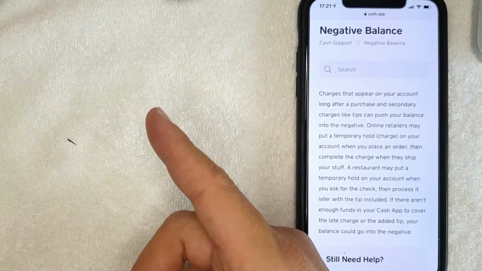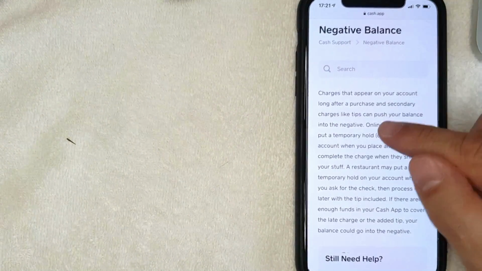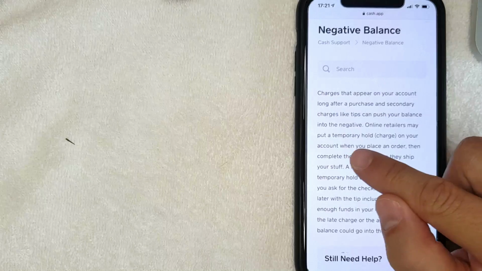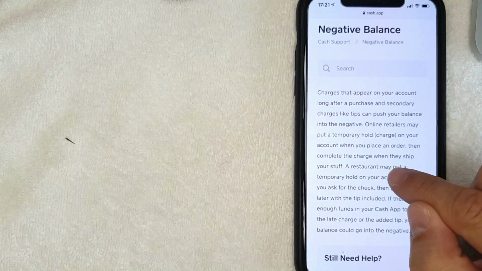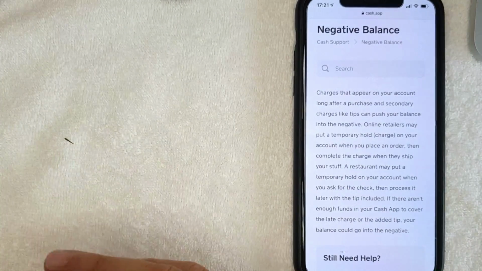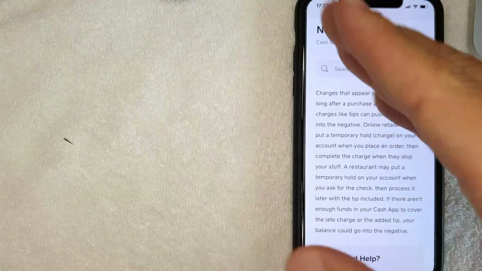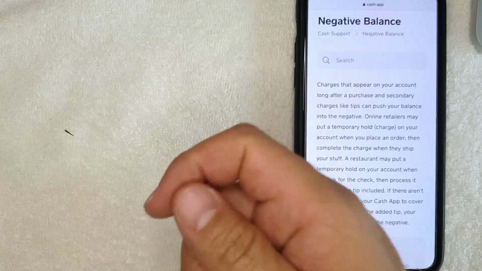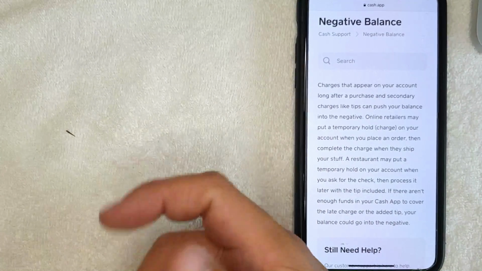The second common reason why your Cash App can go negative is right here. It says online retailers may put a temporary hold or charge on your account when you place an order, then later they complete the charge when they ship your stuff. So an example of this is, let's say that you have $100 on your Cash App and you use your Cash App Cash Card to buy some shoes online.